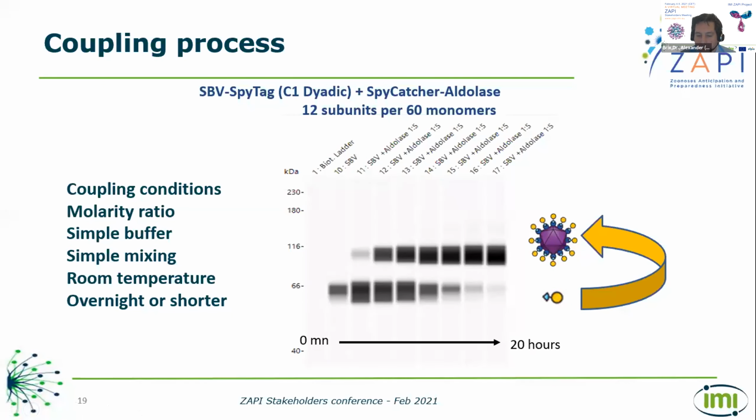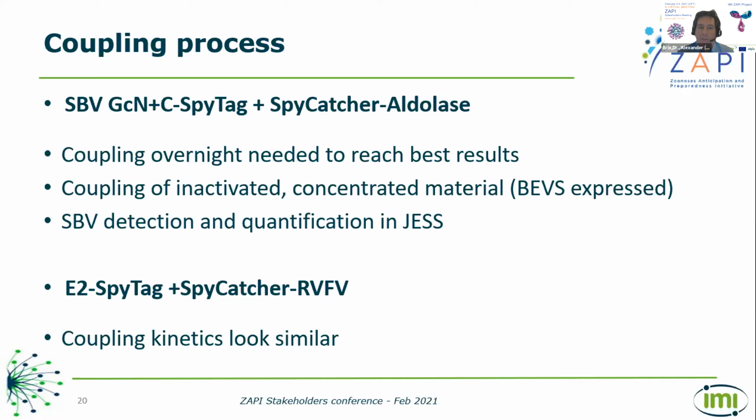The results that we obtained in our studies with the medium scale material, either provided by Dyadic or produced in-house, told us that in our hands and for the future production of vaccines, we need an overnight coupling to reach full coupling, the best results. And we will do this at room temperature.